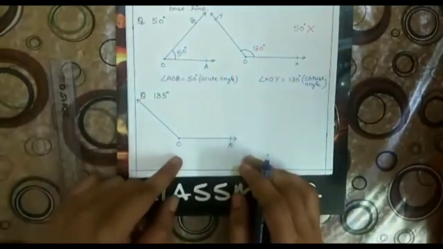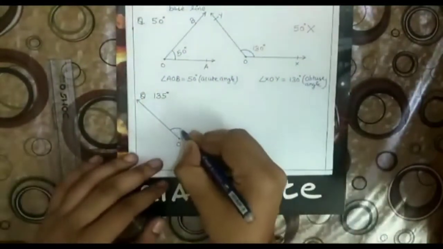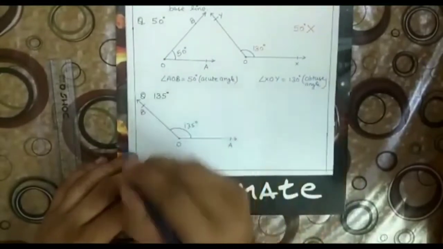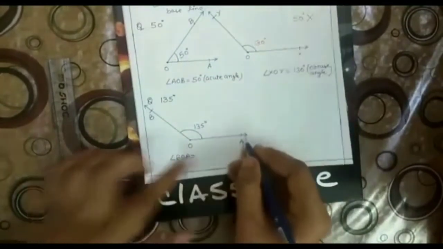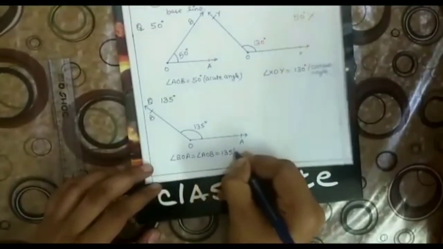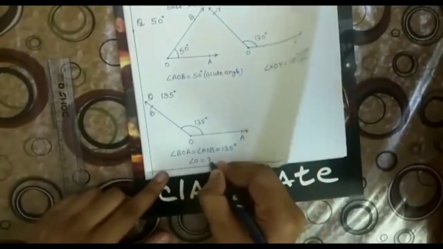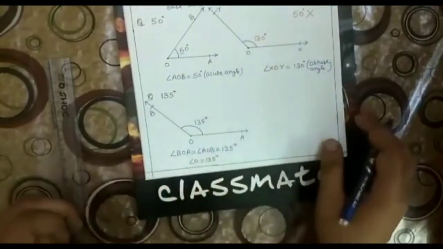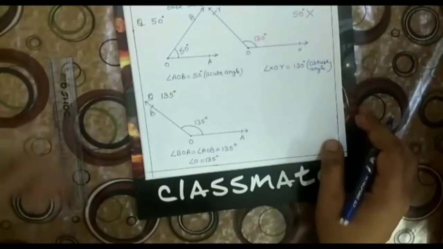As you can see, the ray is going outside the baseline because this is an obtuse angle. So this is 135. This point is B. So you can write BOA or AOB. Both are equal to 135 degree. Some students will write angle O equals to 135 degree. This is also correct. So angle BOA or AOB or angle O all are equal to 135 degree because all are the same thing.